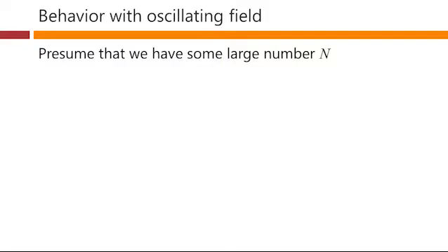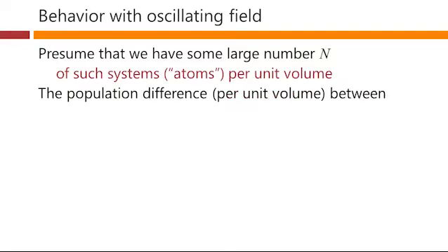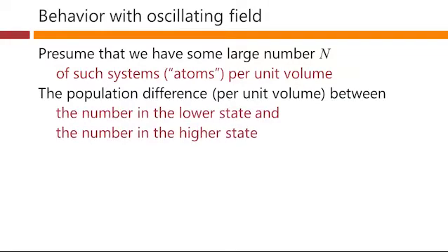So let's look at the actual behavior then that we get with an oscillating field driving the system. We presume that we have some large number, this capital N here, of such systems, if you like, atoms per unit volume. The population difference per unit volume between the number in the lower state and the number in the higher state is therefore just delta n, as we can call it, which is the total number of the systems times this fractional difference between the lower state population and the upper state population.